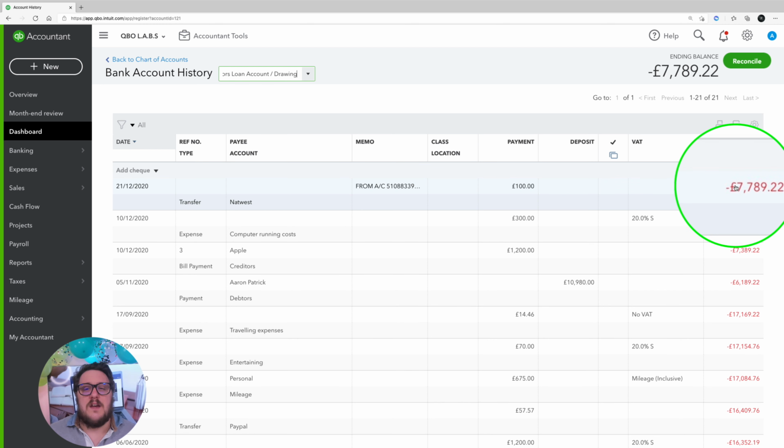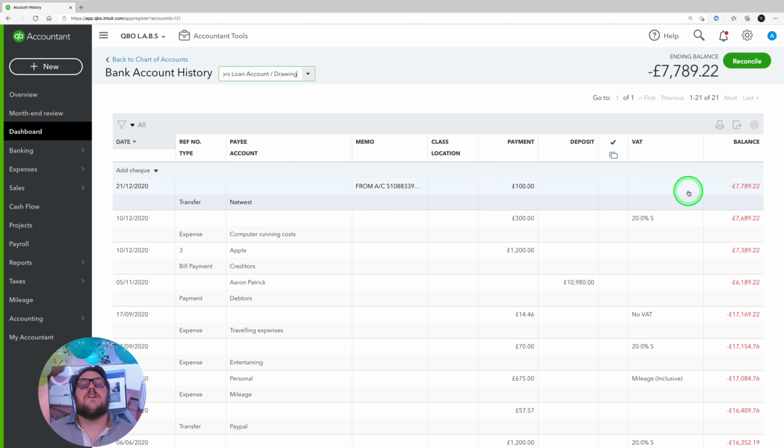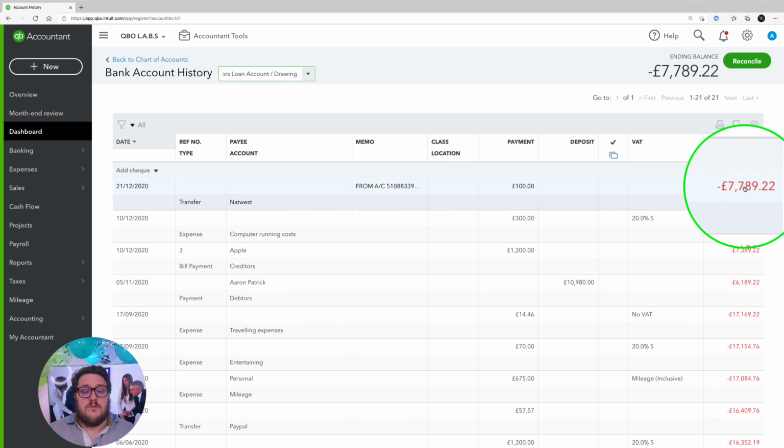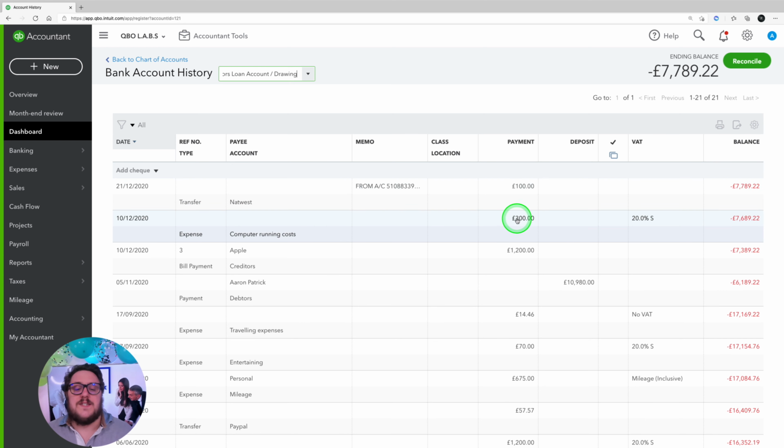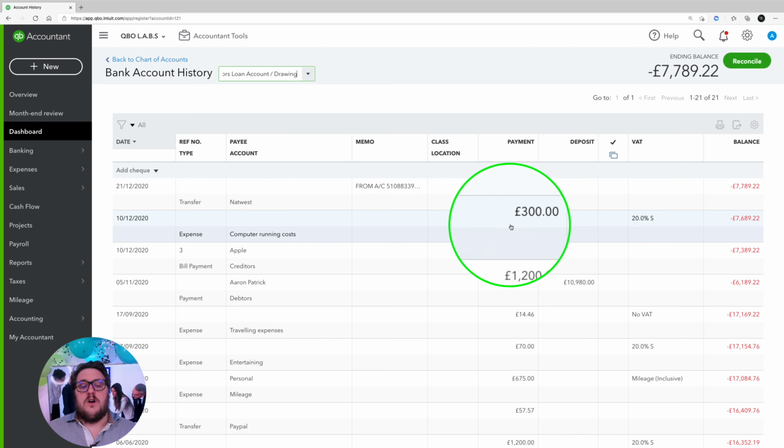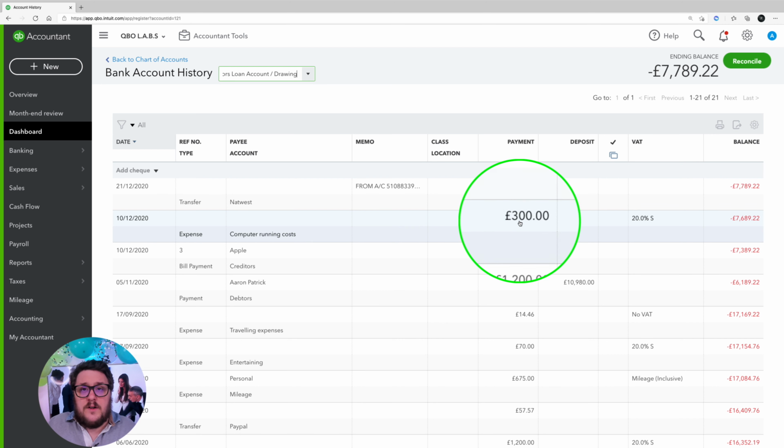We have a running balance, and remember that's crucial because we always need to make sure that the client is in a position where the money is owed to them and it's not a case that they owe the company. So having that running balance can make sure we're on top of it. And we have some transactions in here. So for example, we've got a computer cost. So they've gone to PC World or whatever it was, and they paid for it instead of the company paying for it. That's going to be there.